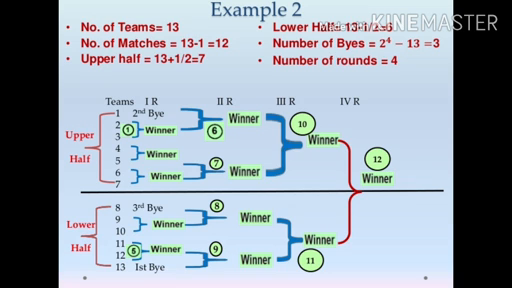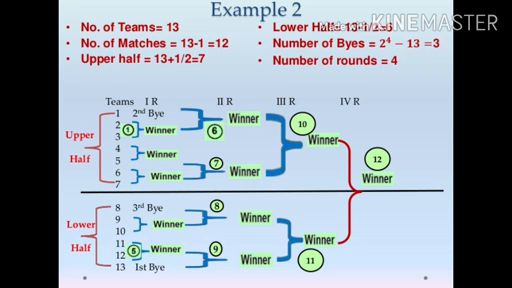So (5 plus 1) upon 2 is equal to 6 divided by 2, which is equal to 3 byes. Likewise, the number of rounds: the number of teams is not a power of 2, so the next power of 2 is 16, and 16 comes at the fourth place. So the number of rounds will be 4.